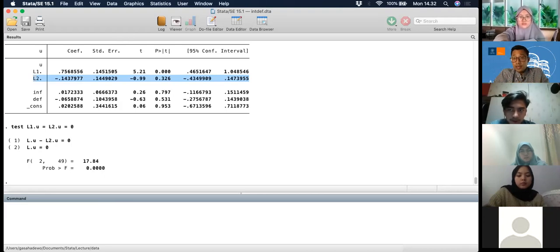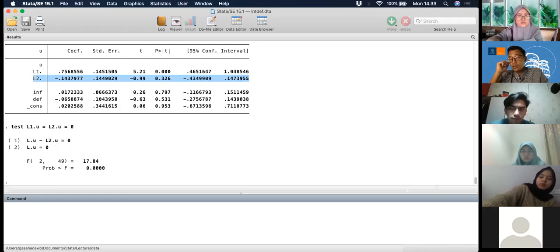So if you look at the p-value, it is below the significance level of 5%, and even below the significance level of 1%. It means that you reject the null hypothesis, and if you reject the null hypothesis, it means that there is a serial correlation up to order 2.